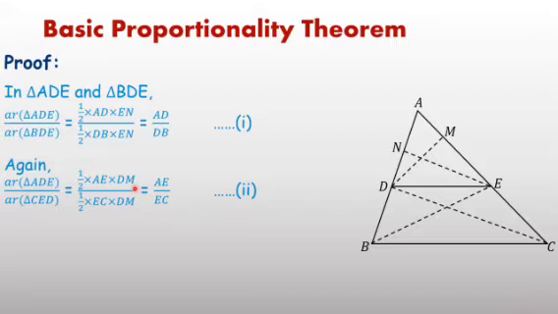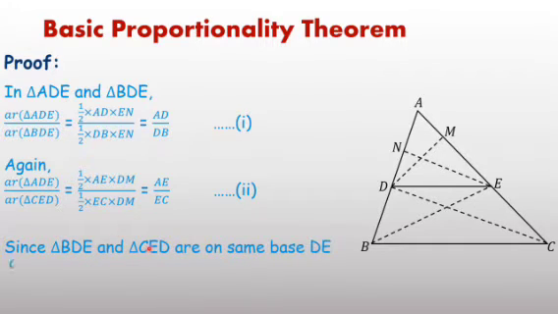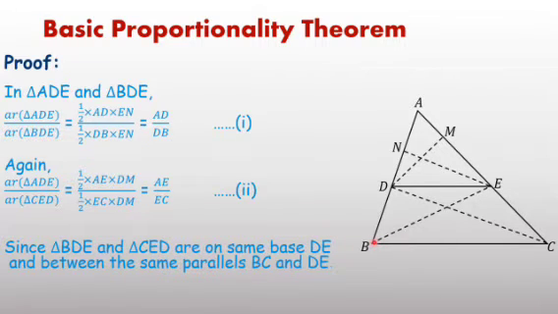Now next step, our third step in the proof of this theorem. In the third step, you can observe here BDE, one triangle, and the second triangle is CED. These two triangles are on the same base DE and between the parallels DE and BC.